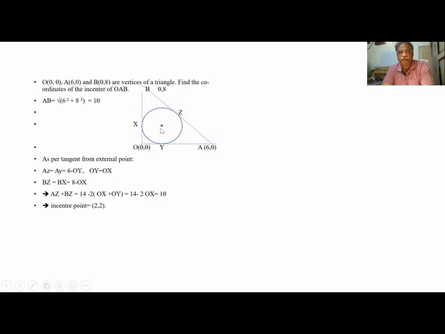How did I get this? AZ is equal to AY. So AZ plus BZ is equal to AY plus BX. But what is AY? AY is equal to 6 minus X. What is BX? BX is equal to 8 minus this Y. So 8 plus 6 is 14, minus X plus Y.